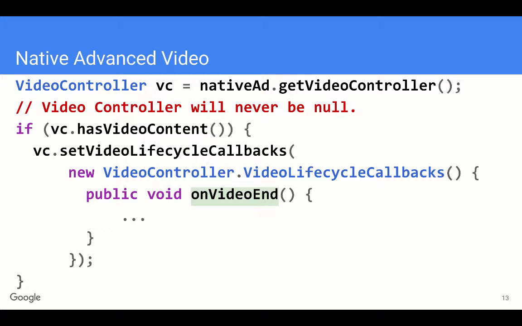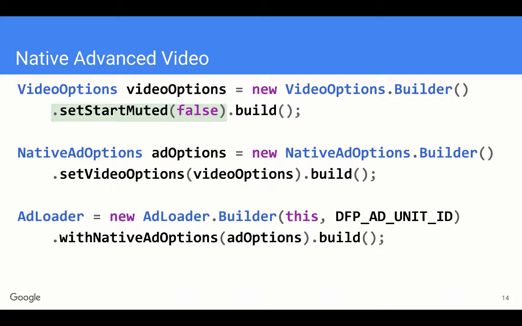So that's it for getting media view in your app. But now that there is video playing, you have additional options to customize the playback experience. Every native ad has a video controller, and that video controller tells you whether or not the ad has video content. If it does, you can register for a callback when the video ends by setting the video lifecycle callbacks as shown here. You also have the option to decide whether video ads should start muted.